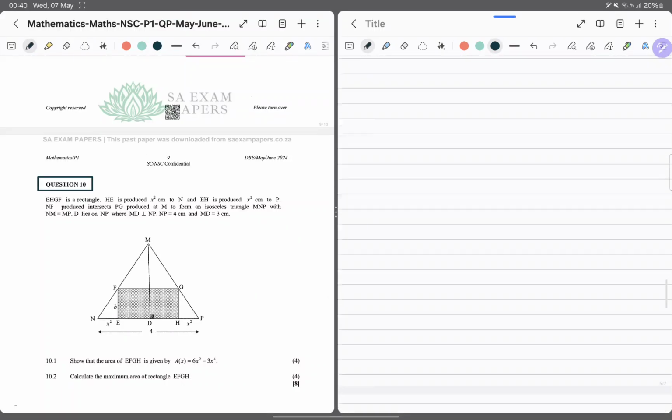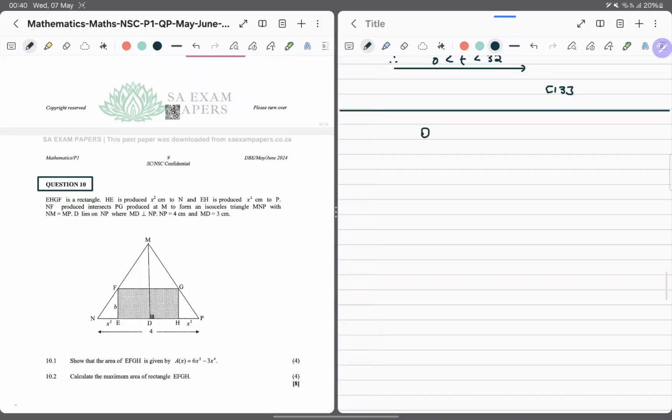Can I answer question 10 right here? Maybe let's try. I hope it doesn't disappoint, but we can easily copy the whole thing through.